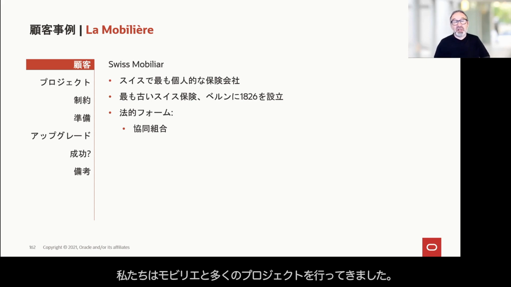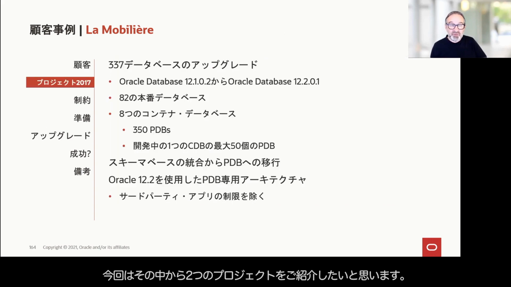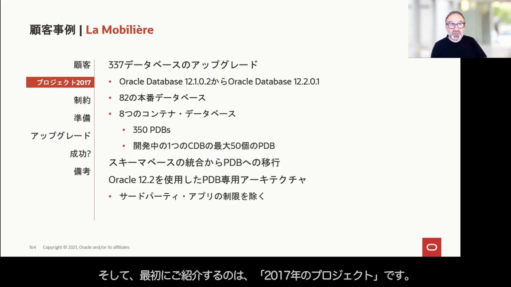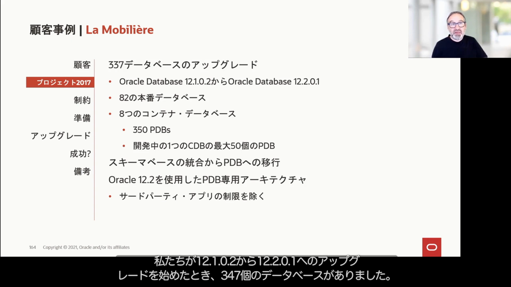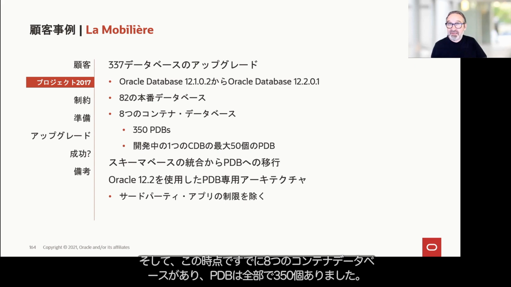We had done a lot of projects with Mobiliar, so I would like to show you only two of these projects. The first one I would like to introduce you to is the project in 2017, when we started upgrading from 12.1.0.2 to 12.2.0.1 with 337 databases. 82 of them were production environments. And we already had 8 container databases at this time, with altogether 350 PDBs.